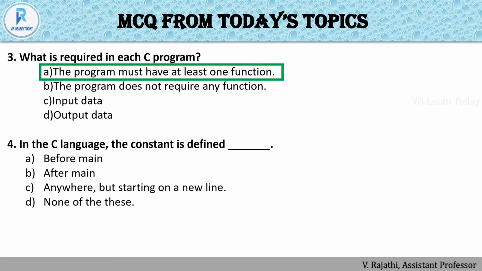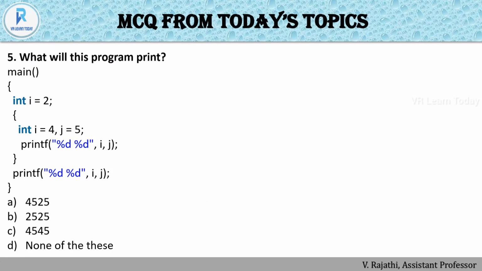Next, in the C language, the constant is defined anywhere but starting on a new line. Next, what will the program print? What will be the output? 4, 5, 2, 5. First i equals 2, then i equals 4, and j equals 5. So the inner loop we are using, I'm going to print 4 and 5, and the outer loop I'm going to print 2 and 5, because the outer loop i value is 2. Okay, that's why 2 will be taken.